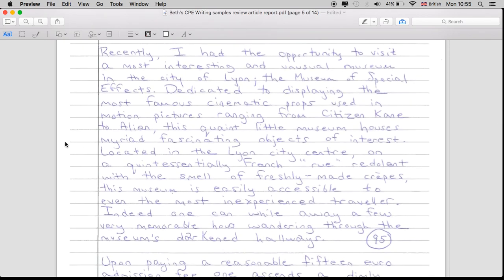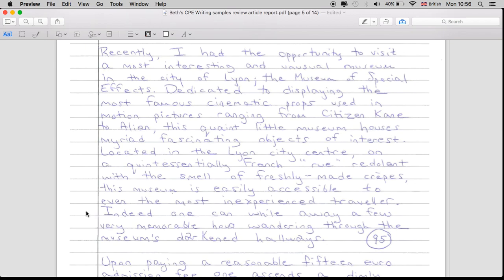Recently, this is my intro, I had the opportunity to visit a most interesting and unusual museum in the city of Lyon, the Museum of Special Effects. Dedicated to displaying the most famous cinematic props used in motion pictures, ranging from Citizen Kane to Alien, this quaint little museum houses myriad, there's that word again, fascinating objects of interest. Located in the Lyon city center, on a quintessentially French rue, redolent with the smell of freshly made crepes, this museum is easily accessible to even the most inexperienced traveler.